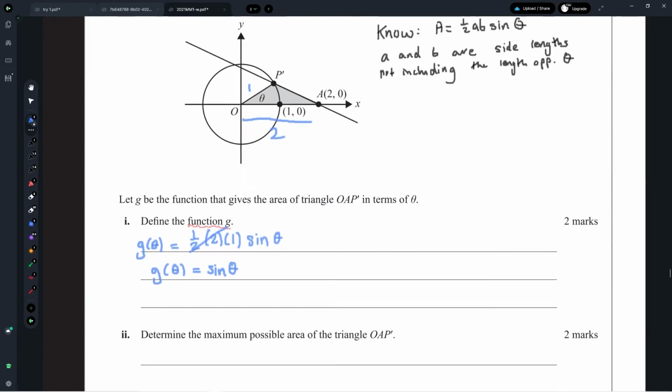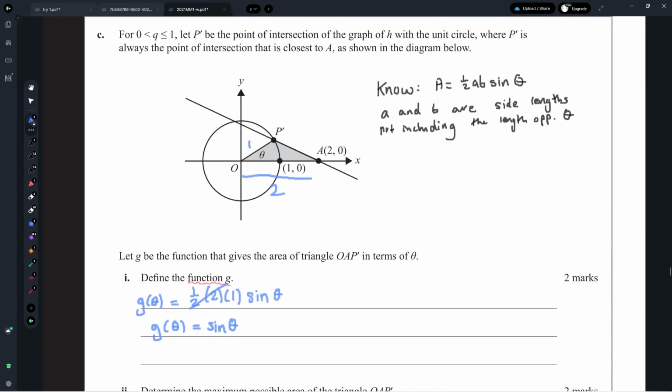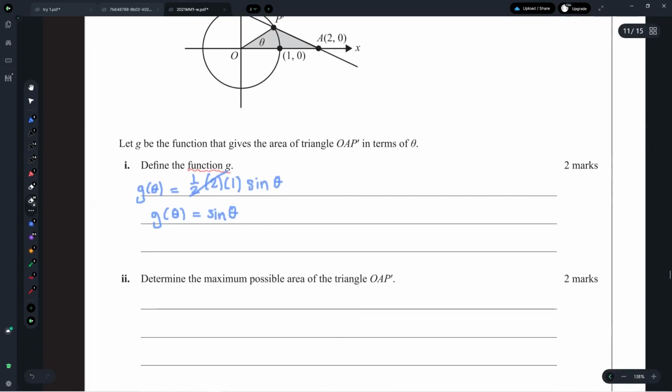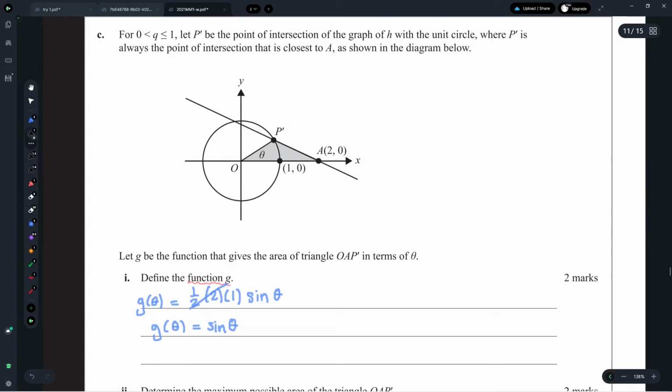Now don't write G of x equals sine of x, because this is in terms of theta, not in terms of x. Don't write G of x equals sine of x, or G of x equals sine theta. You get marks off. Very important that you do that, because your area G is determined by theta, because the equation is A equals half AB sine theta, not A equals half AB sine x.